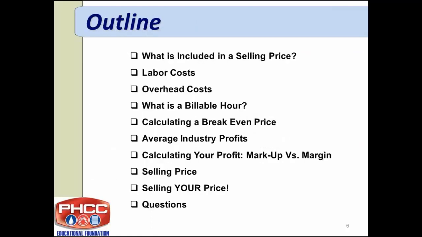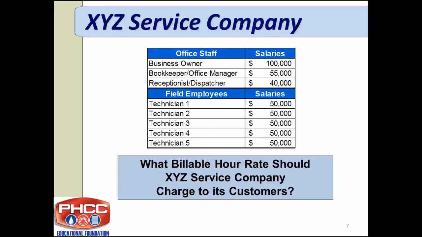So let's talk about what we're going to talk about today. What's included in the selling price, labor costs, overhead costs, what goes into a billable hour, calculating a break-even price, industry average profits, what others are making, calculating your profit versus using markup versus margin, selling price, and how to sell your price, and then we'll have some time at the end for any questions.